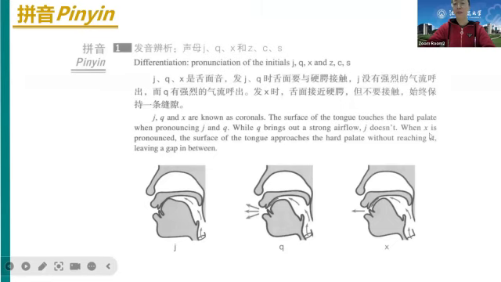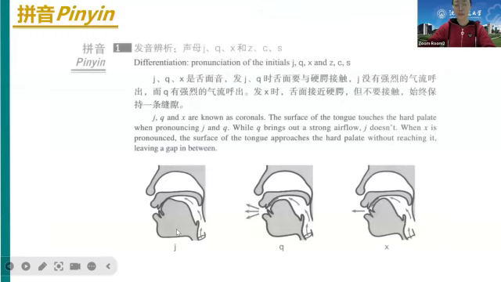Okay, when xi, the third one, is pronounced, the surface of the tongue approaches the hard palate without reaching it, leaving a gap in between. So there is a gap. Xi. Okay, so that's the difference. That's the key point of the pronunciation of these three initials.